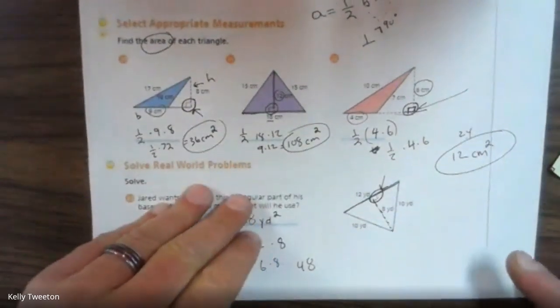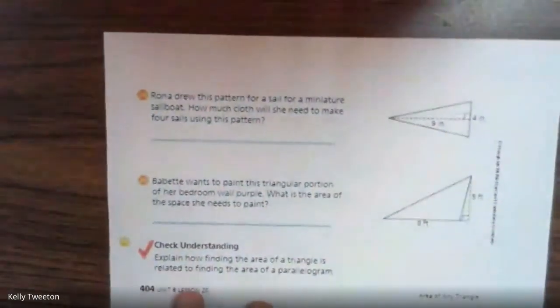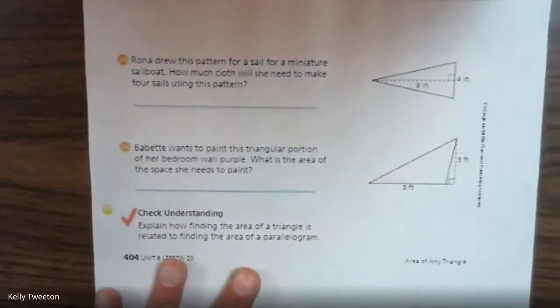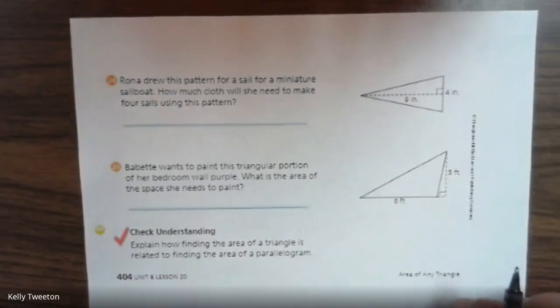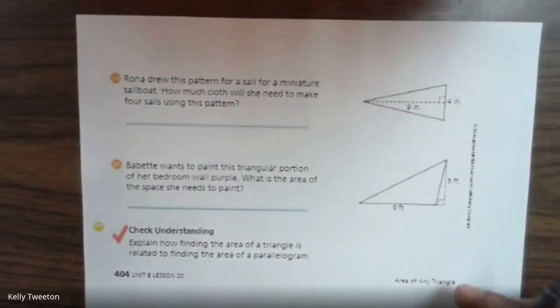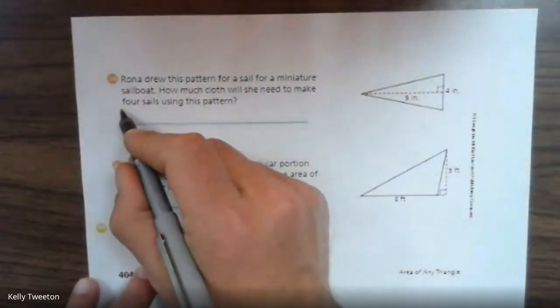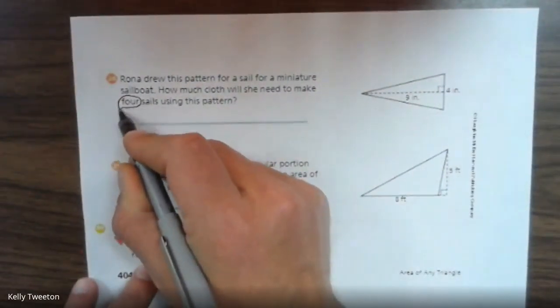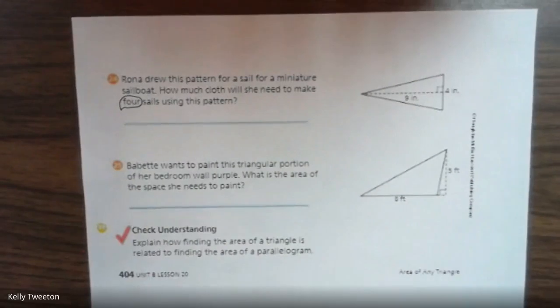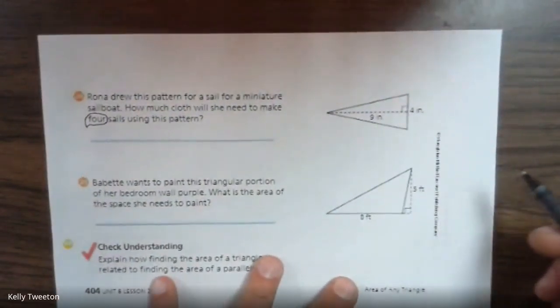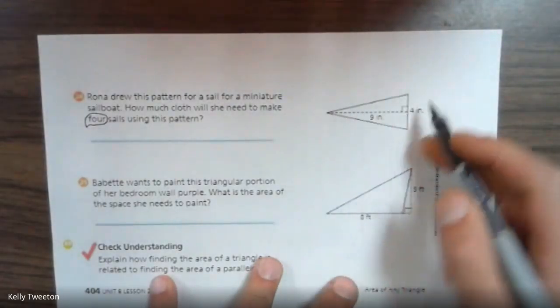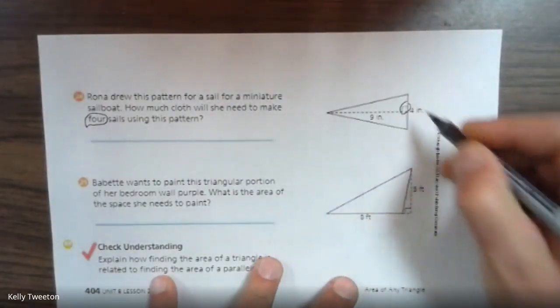Okay, good. Next page. It's the last page. Lucky you. Okay. Rona drew a pattern for a sail for a miniature sailboat. How much cloth will she need to make 4 sails using this pattern? I'm going to circle number 4 so I don't forget later we're making 4 of these. Well, this one's pretty easy. They only gave you 2 numbers and they gave you the dotted line. They're making you focus right there.